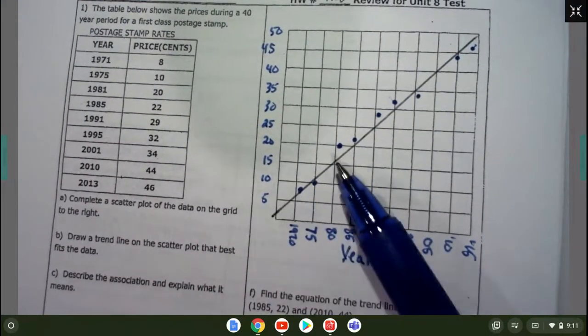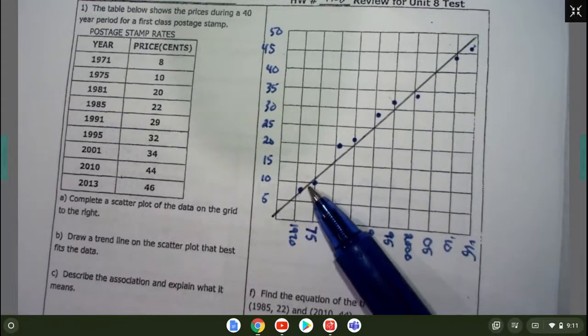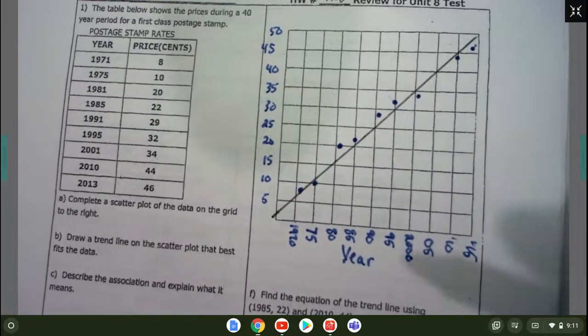But that's pretty good. I got 1, 2, 3, 4 points above it, 1, 2, 3, kind of 4 points below it. A couple of them are kind of on it. But maybe 4 above and 3 below. So that's a pretty good line.